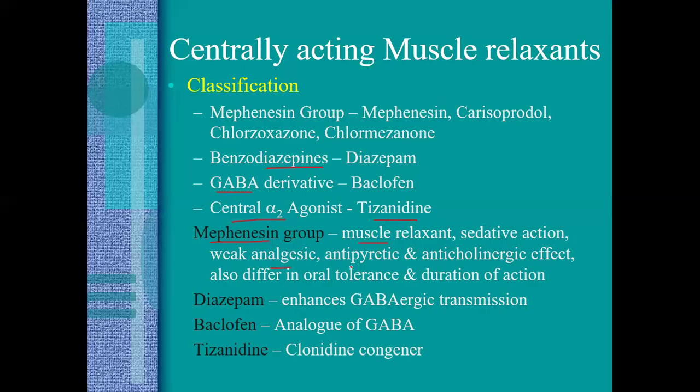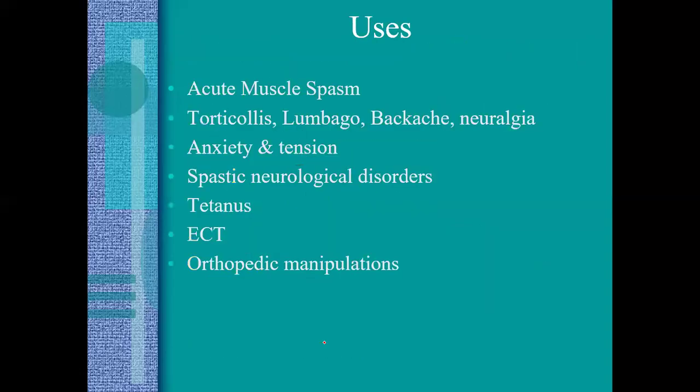is weakly analgesic, antipyretic, and it also has an anticholinergic effect. All these drugs differ in their oral tolerance and duration of action. Diazepam enhances GABA transmission. Baclofen is an analog of gamma-aminobutyric acid, whereas tizanidine is a clonidine congener.